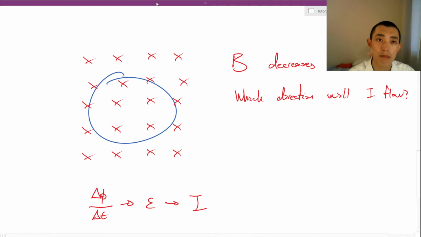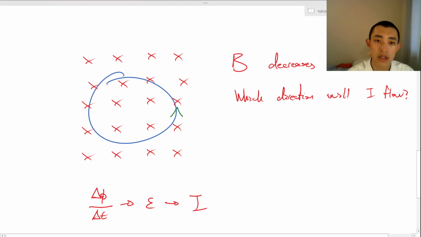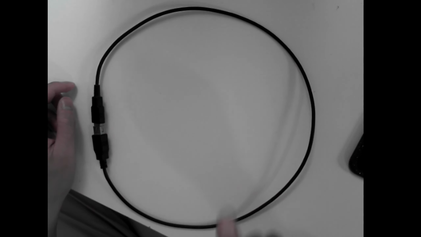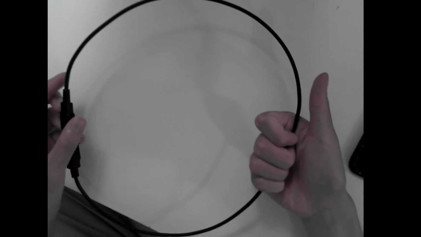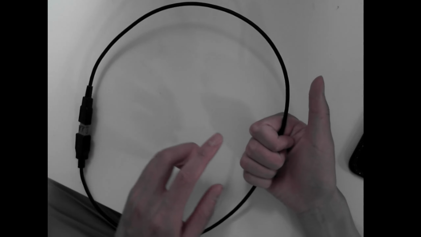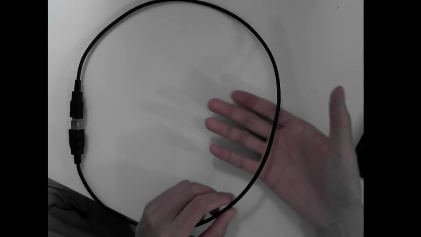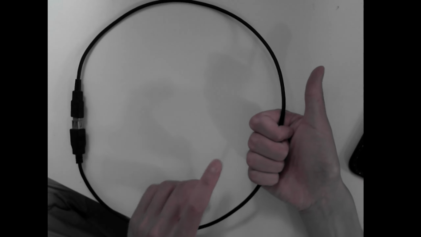Well, either will a clockwise current increase crosses, or will an anti-clockwise current increase crosses? So let's try the first of all. Let's try this one where it goes upwards. Let's try an anti-clockwise one. Will this increase or decrease crosses? Let's have a look. So here I have a loop of wire. I'm going to use my right hand grip rule for the direction of a magnetic field around a current carrying conductor. I'm going to wrap my fingers around the wire like so, my fingers pointing upwards because the current was going upwards.